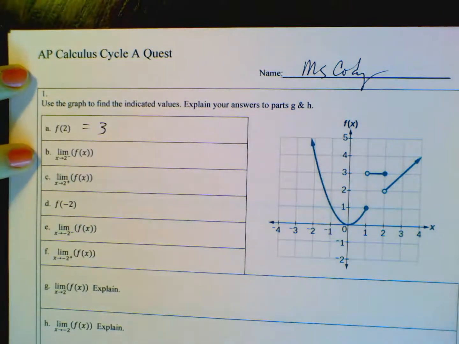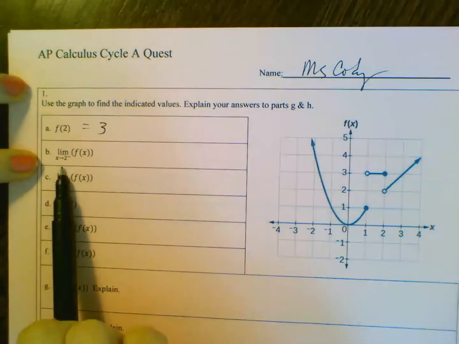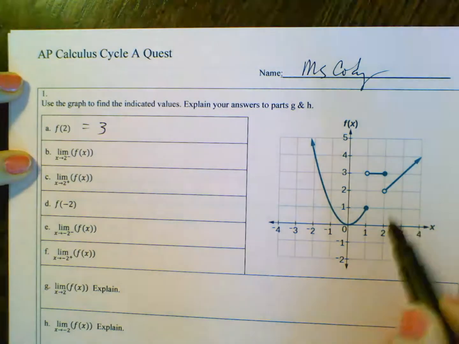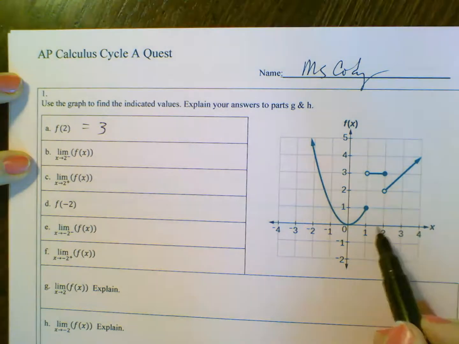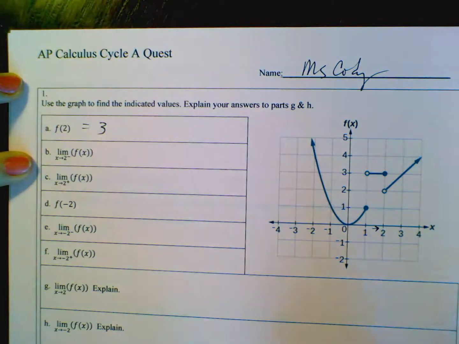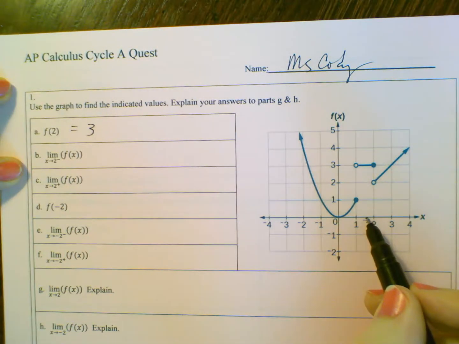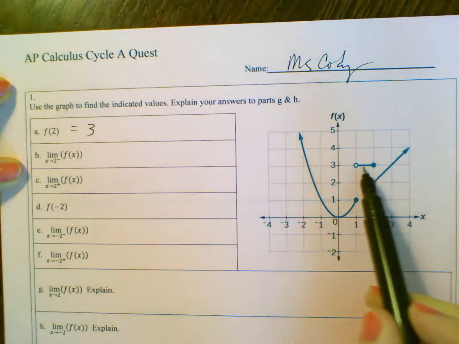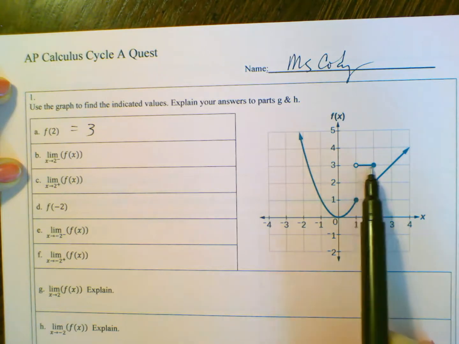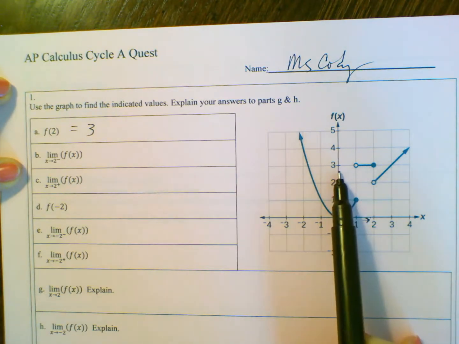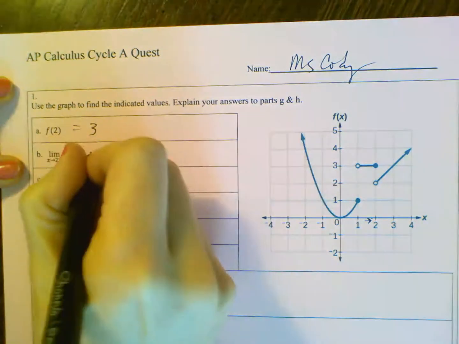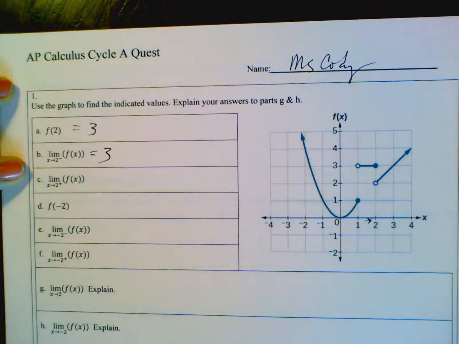Okay? And now I want the limit as x approaches 2 from the left. So if x is approaching 2 from the left, I'm going to be over here. As my x values get closer and closer to 2, I'm using this part of the graph. And as my x coordinates get closer and closer to 2, my y coordinates are staying right at 3. So we get that they're approaching 3. It's the same thing, even though it's just staying there.